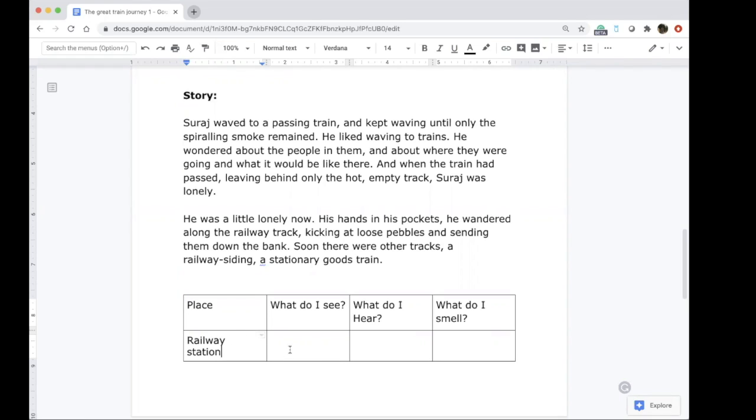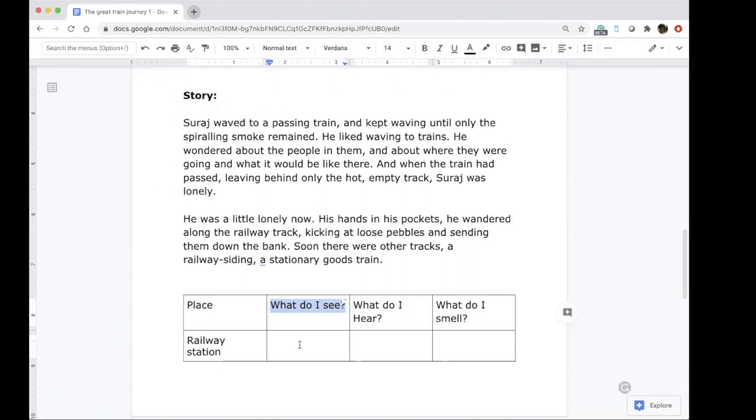So describing is nothing but we will add details to the setting, right? So we have to tell some more details about the setting. How can we add details? These are some of the clues or hints that will help you understand the details of this setting. For example, we are talking about the railway station. What do I see in the railway station?